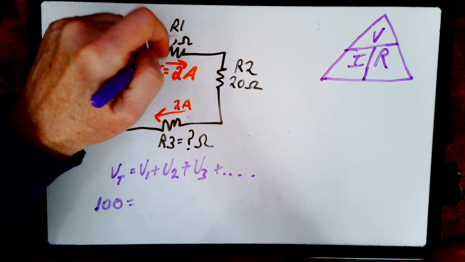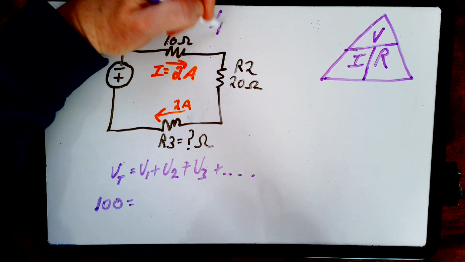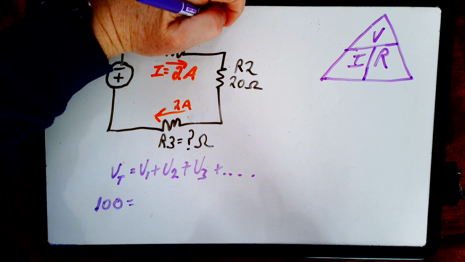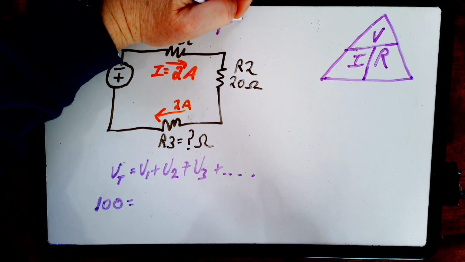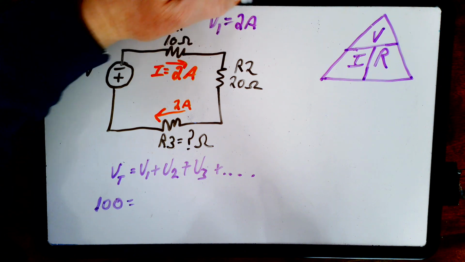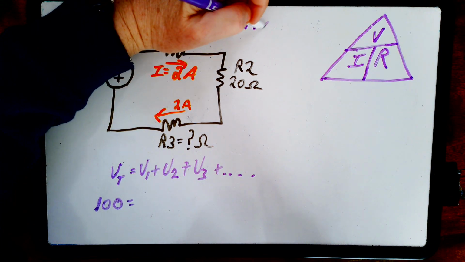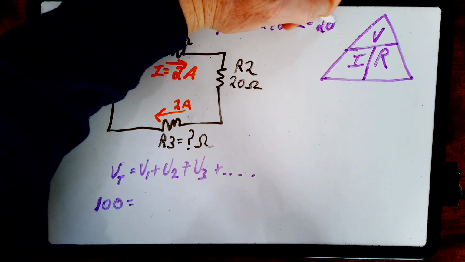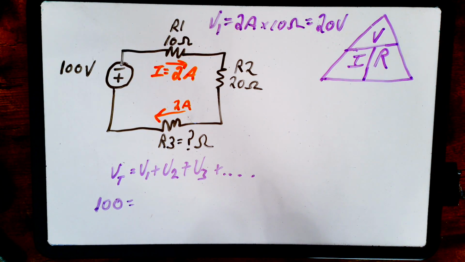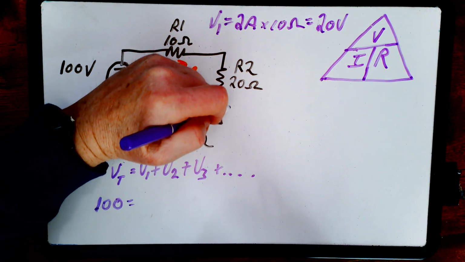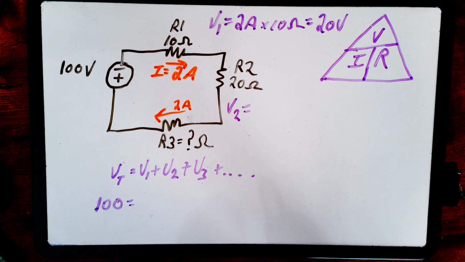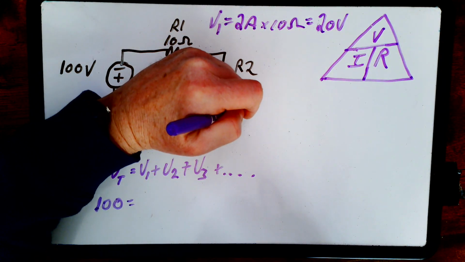This voltage drop here, V1, right? V equals current times resistance, so that would be the current, the 2 amps, times R1, 10 ohms. 20 volts for V1. How about V2? That's going to be the same 2 amps times the 20 ohms, so that's going to be 40 volts.